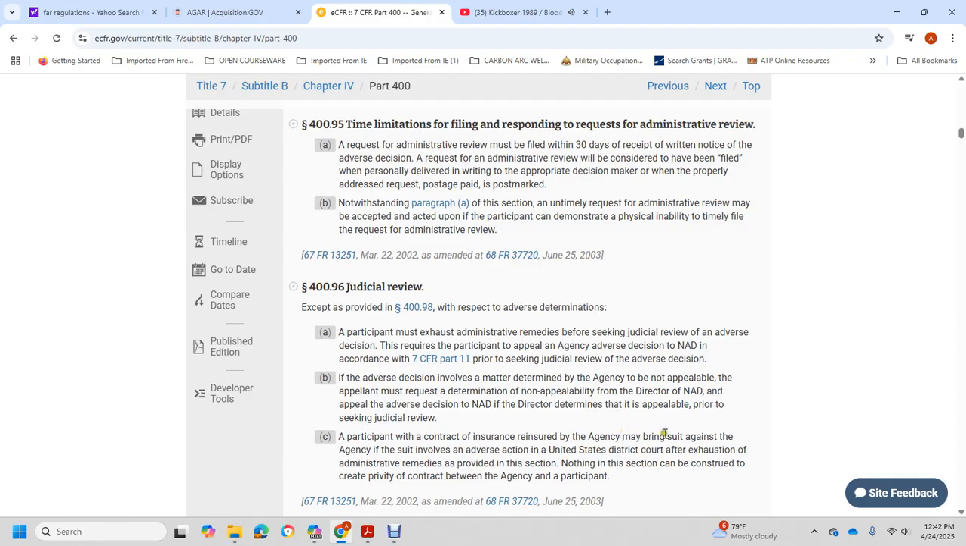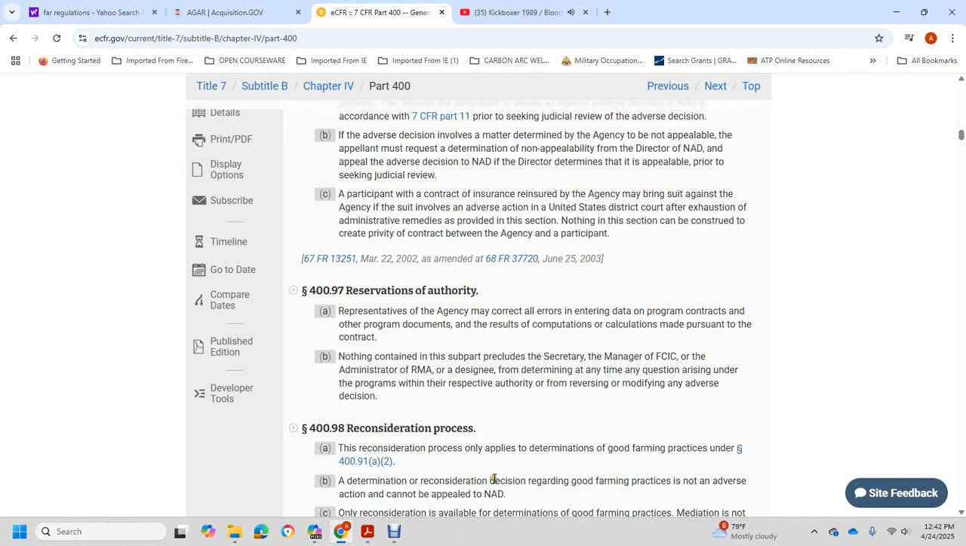The agency may bring suit against the participant in the United States district court involving the adverse action, with exhaustion of the administrative remedies provided in this section. Nothing in this section can be construed to create privity of contract between the agency and the participant. 497, reservation of authority.